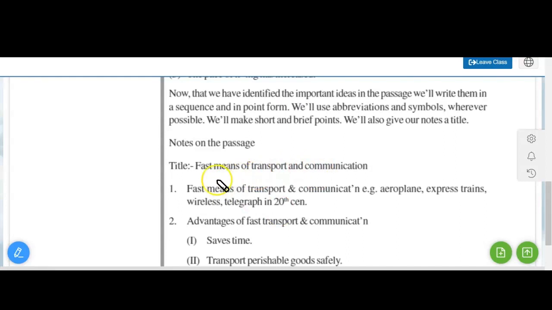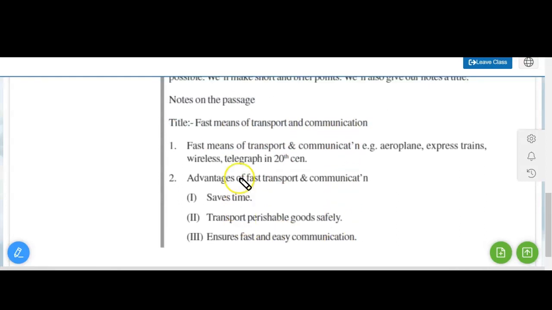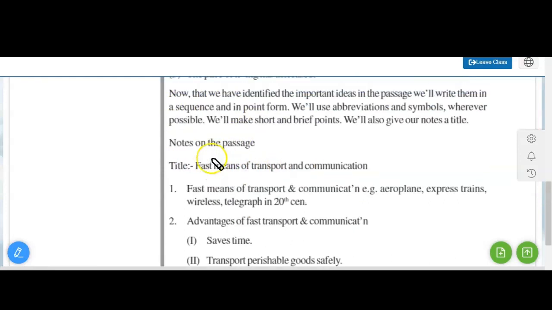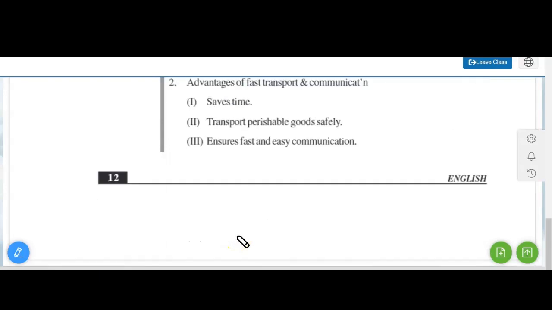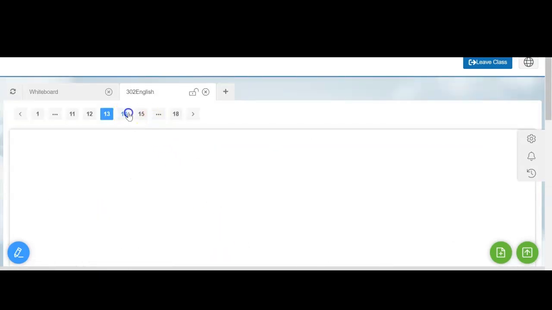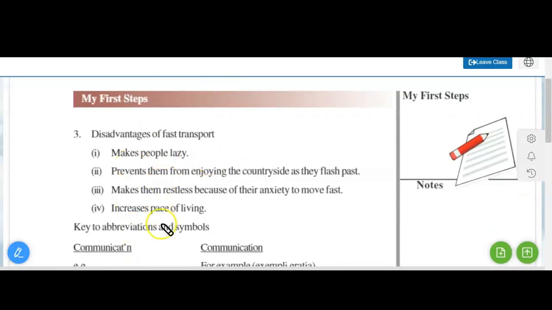Title can be given: fast means of transport and communication. Now notes on the passage can be written this way. Fast means of transport and communication. Advantages can be there. You can write the advantages of this communication and transport, as well as disadvantages are also there. They make people lazy. They can't enjoy the nature.